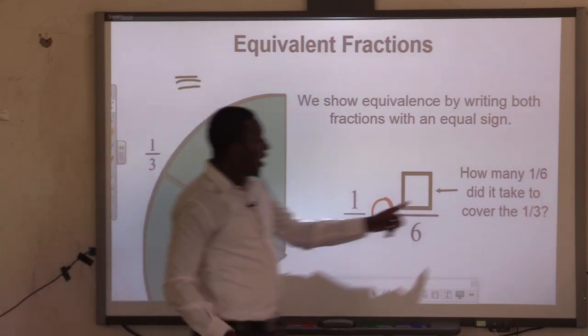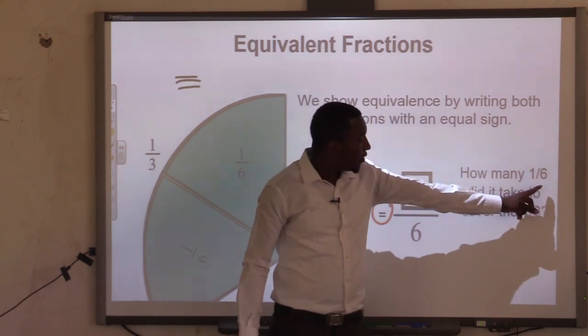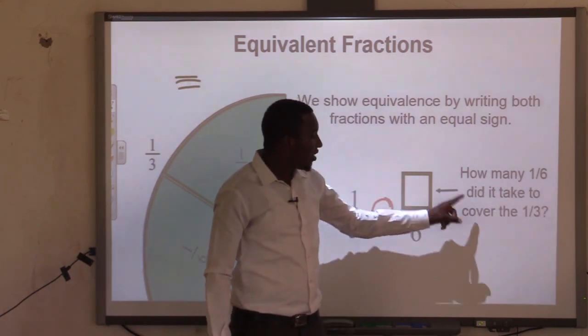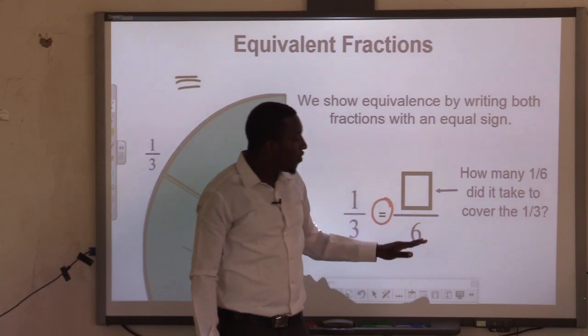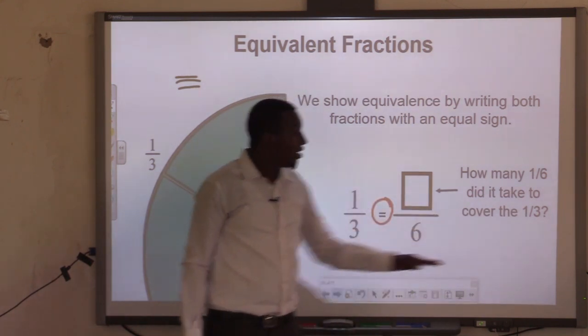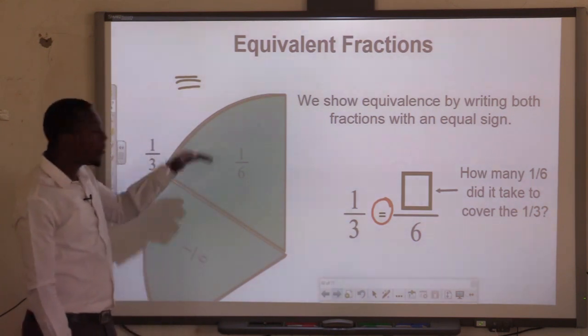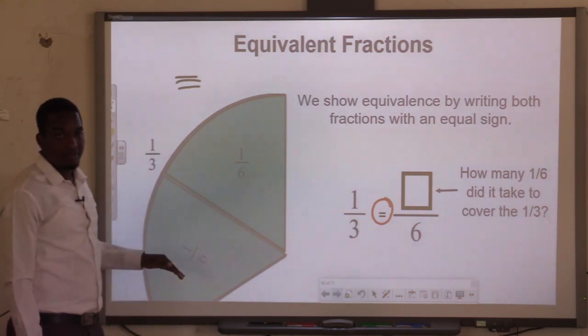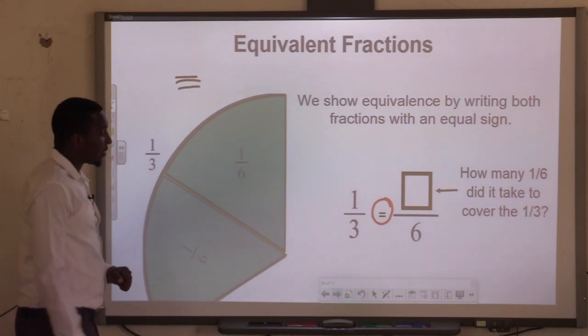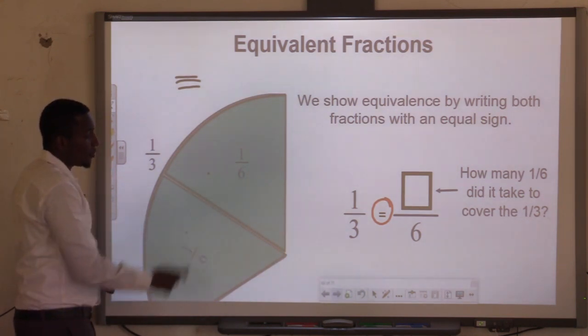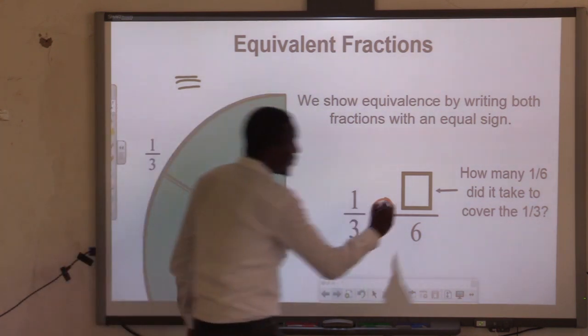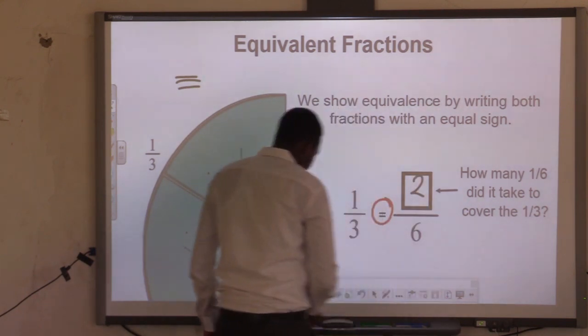So how many 1/6 did it take to cover the 1/3? How many 1/6 pieces did it take to cover the 1/3 piece? How many pieces did it take? You have 1, 2. So in this box we are going to have 2.